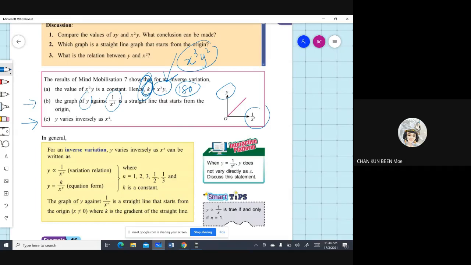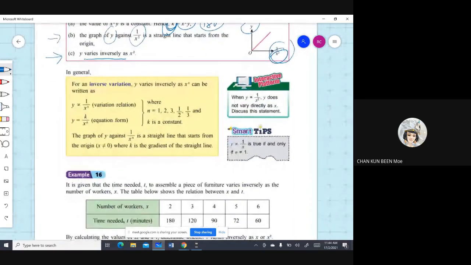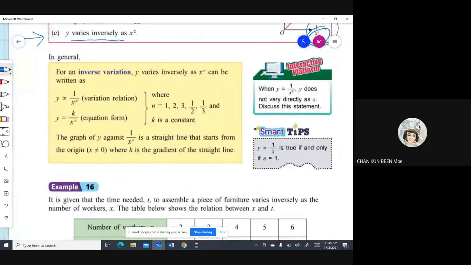So when you find that the value of y increases and 1 over x is increasing, then y will vary inversely as the value of x given. Okay, so it's the same thing as what you have learned in inverse variation. y varies inversely as x to the power of n. The value of n, the maximum is up to 3 and also 1/3. Okay, that is what we learned for this part.